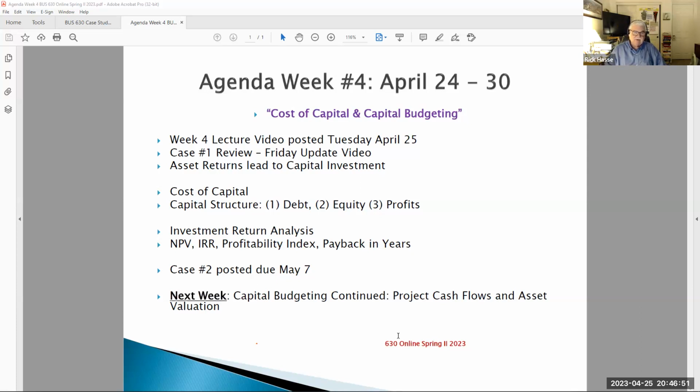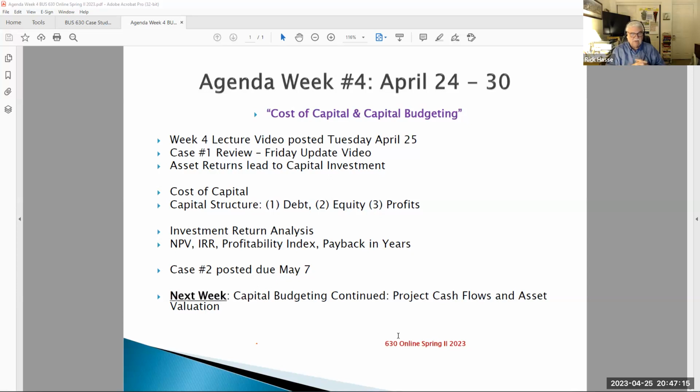This week now you have case number 2, which will be a capital budgeting analysis and a risk analysis of a company. Some of you have taken finance before and probably know a little bit about capital budgeting. Others have not. So this week I'll be starting from scratch about what cost of capital and capital budgeting is in this first week of our study in this regard.